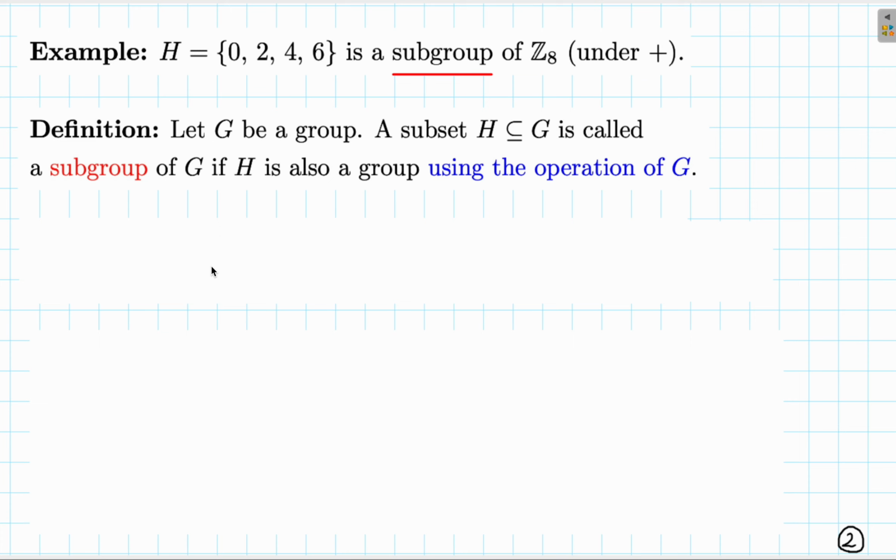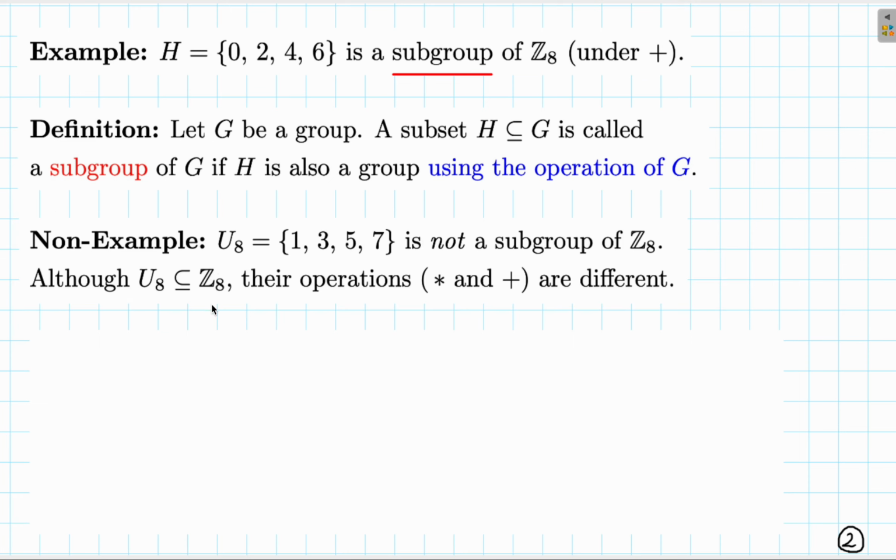To illustrate that, here is a non-example. Now we've seen U8 containing 1, 3, 5, 7. U8 is a subset of Z8. And U8 happens to be a group as well, except U8 is a group under multiplication, whereas Z8 is a group under addition. And so the operations don't match, and therefore U8 is not a subgroup of Z8, even though it's a subset, because their group operations are different.